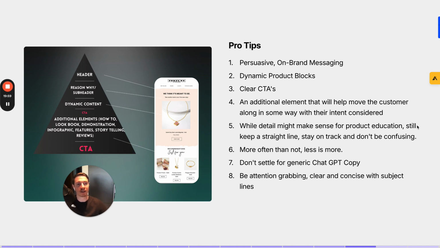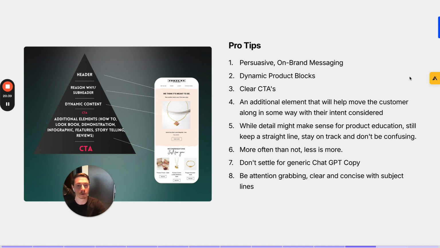This is where you start to become creative and don't just use formulas or frameworks. While detail might make sense for product education, we still recommend keeping a straight line, staying on track, and not being confusing. So even if you do decide to do some product education and have a bit of storytelling, that's great, but don't get so long-winded or confused and go off in many different directions. Are you coherent? Is it going in a straight line, and does it funnel back to the CTA? That's always something to be aware of. Sometimes in browse abandonments we see lots of different elements at the bottom, like key features, then how to use, then follow our newsletter, then follow our blog, and it's just too many components.